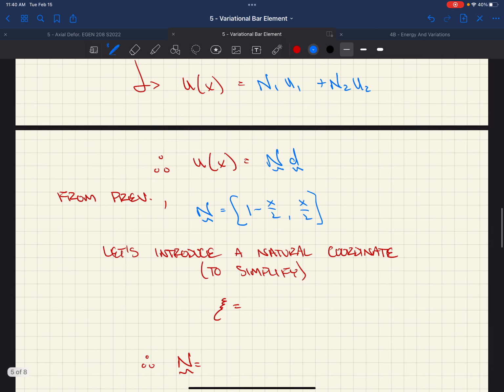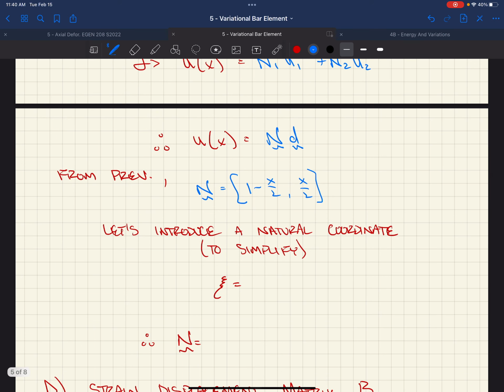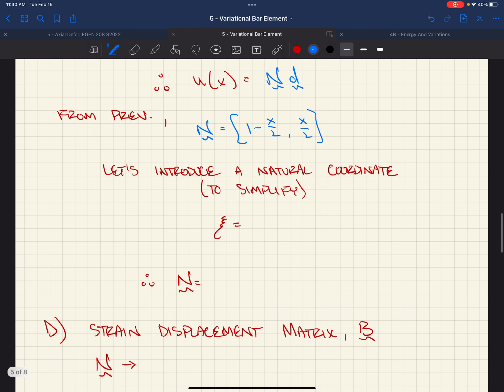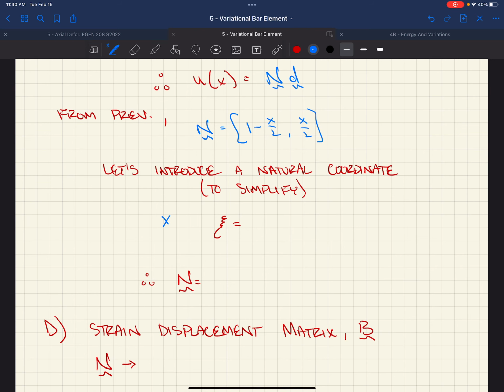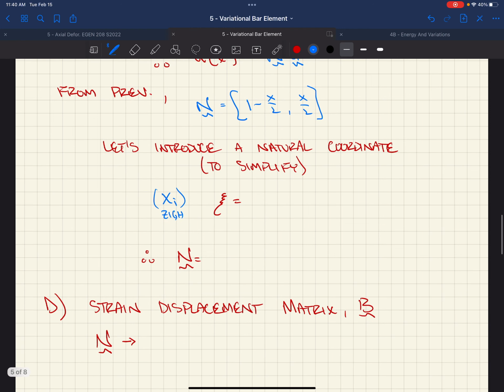Makes sense? Well, in order to simplify this, Cook does this, and everyone else seems to be doing this, which seems to help out, just simplifying things. What we end up doing is introducing a natural coordinate. So instead of saying 1 minus x over L, we're just going to simplify and say 1 minus xi, which is pronounced xi. Hopefully no one makes fun of me for this. There are a lot of them here as we continue on.